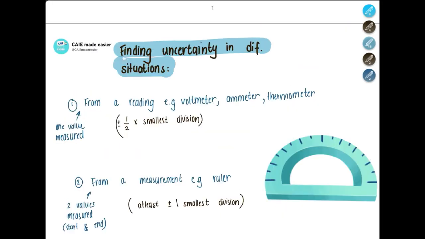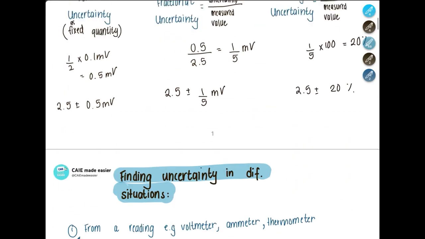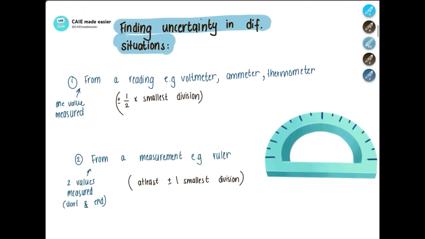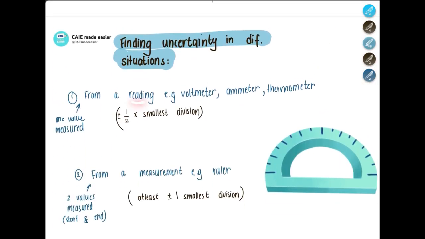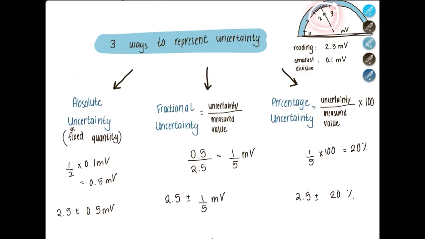Now let's see how you can find uncertainty in different situations. First is from a reading. For example, a voltmeter, ammeter, or thermometer is going to be plus minus half into the smallest division, just as we saw here in this voltmeter. Now when we multiply this by half, how can you identify whether it's a reading or a measurement, for example from a ruler? For a reading, you only have one measured value, as given here, where you're getting 2.5 millivolts.